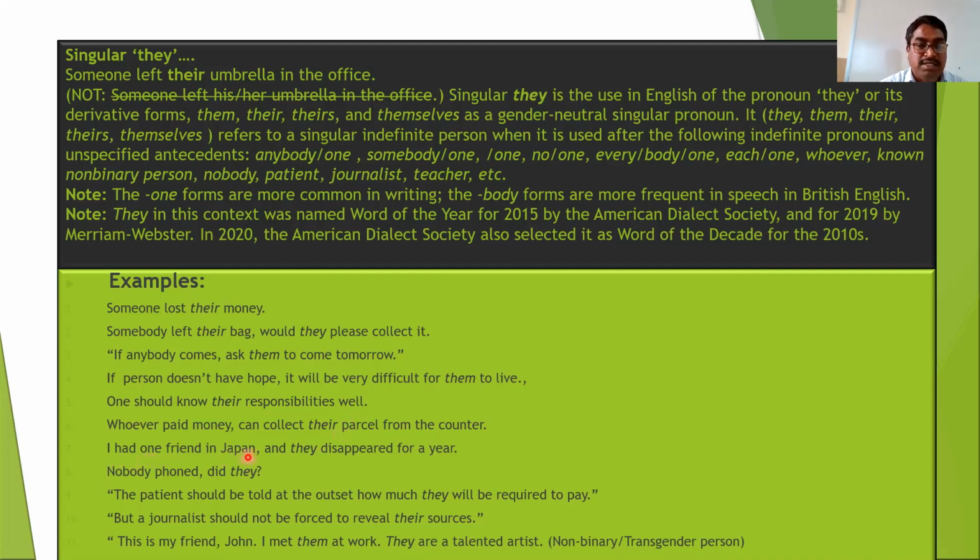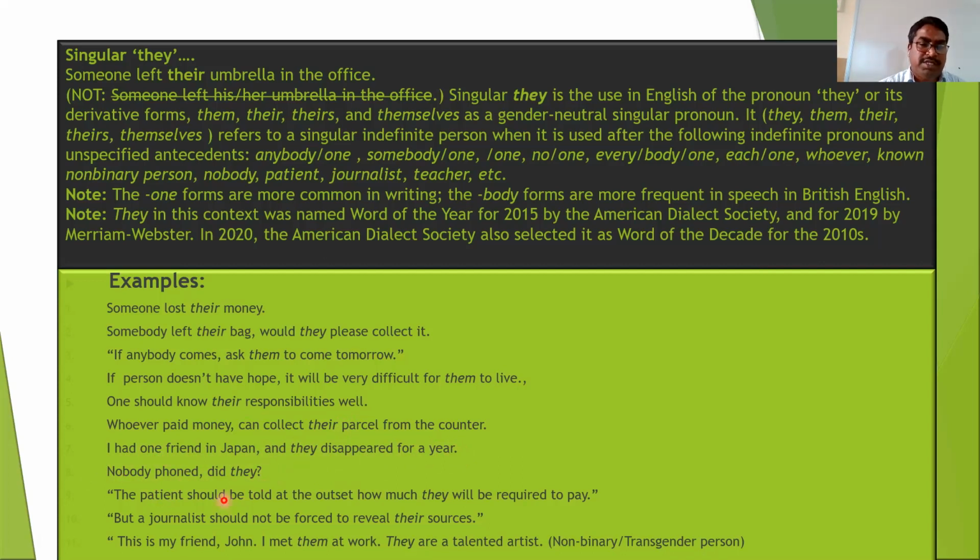I had one friend in Japan and they disappeared for a year. One friend in Japan. One is what? It is an indefinite pronoun, right? And they disappeared for a year. They means not plural. It means either he or she disappeared for a year. Nobody phoned, did they? Nobody phoned, did he or she?